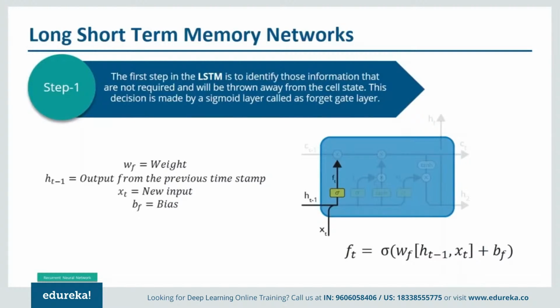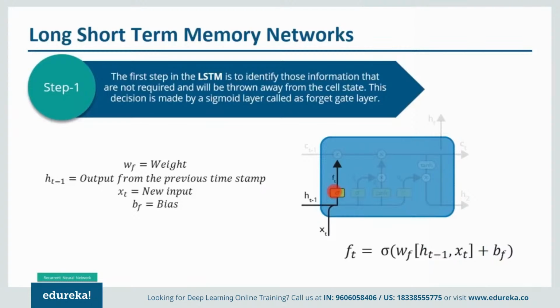Now this decision is made by the sigmoid layer. So the layer that I'm highlighting with my cursor, it is the sigmoid layer called the forget gate layer. It looks at ht-1, that is the information from the previous timestamp, and xt, which is the new input, and outputs a number between 0 and 1 for each number in the cell state ct-1, which is coming from the previous timestamp. A 1 represents completely keep this, while a 0 represents completely get rid of this.